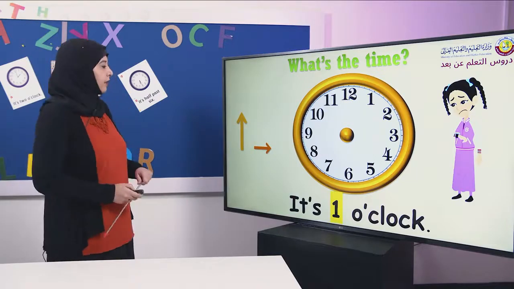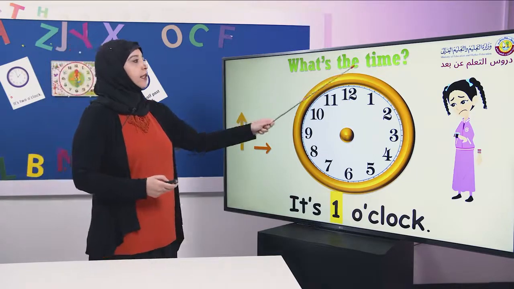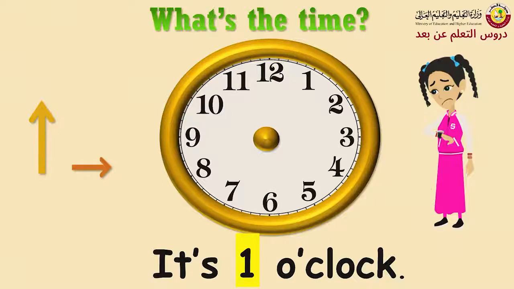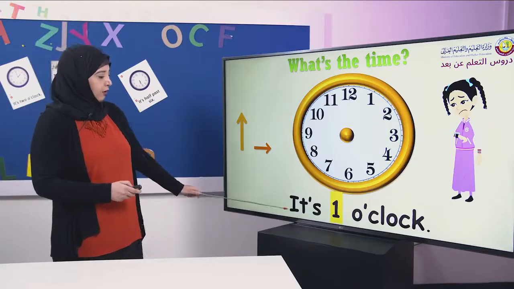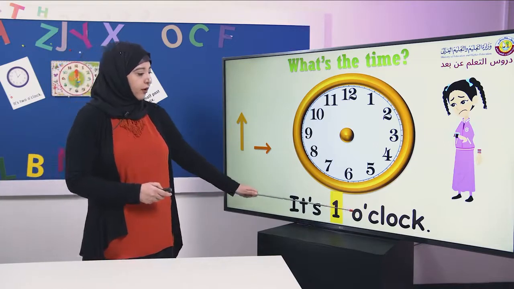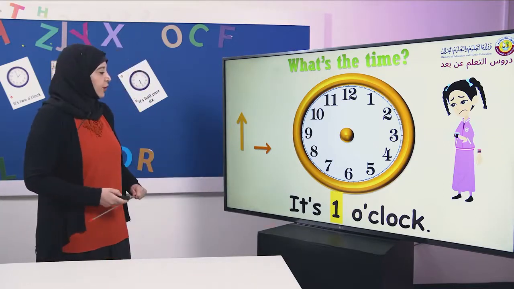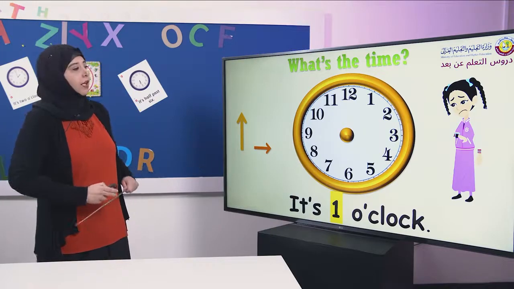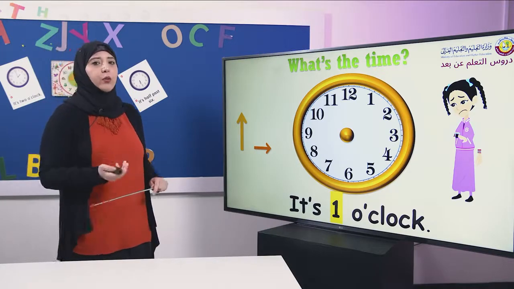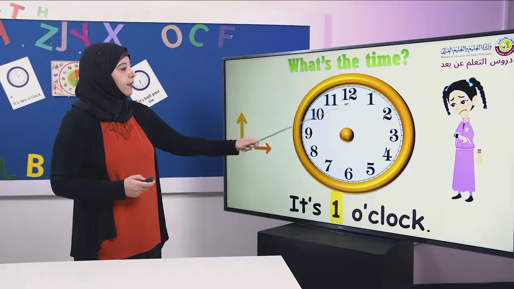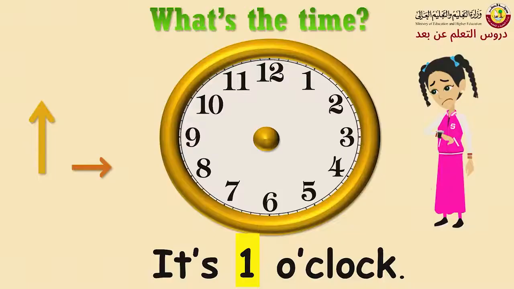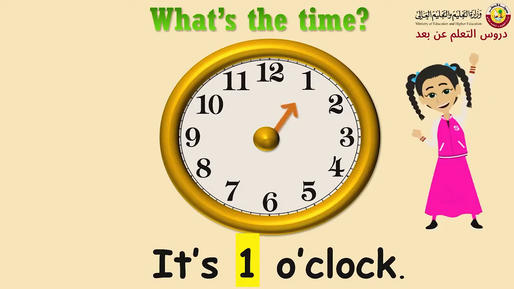Let's help her now. What's the time? We will use the short arrow and the long arrow to help her. Look here, it's 1 o'clock. First we will use the short arrow. Where will we put it? 1. Where is number 1 here? Let's think. Great job! This is 1 o'clock.